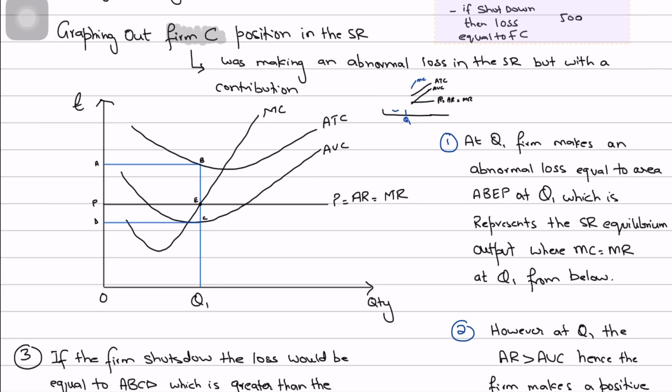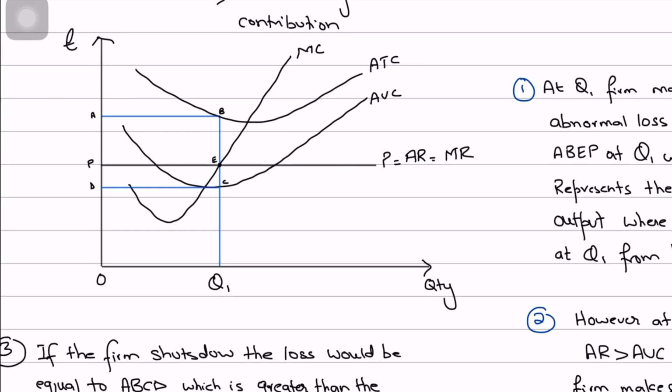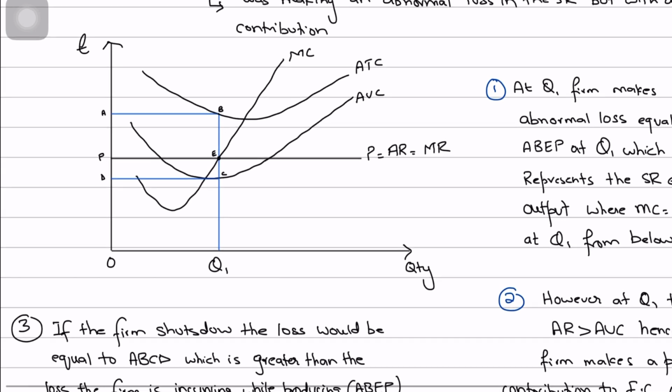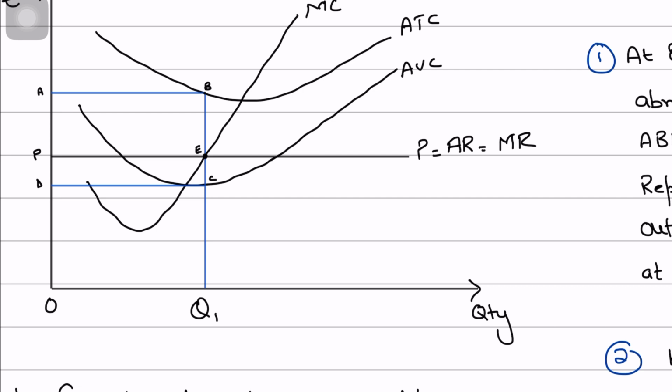So let me erase this. Now, coming back, if you look at this diagram, at Q1, my profit-maximizing output, the equilibrium output is Q1, where MC cuts MR from below, and then MC rises after that, because that was the rule. You can see that at Q1, this much is my average total cost, while this is my average revenue and this is my average variable cost.